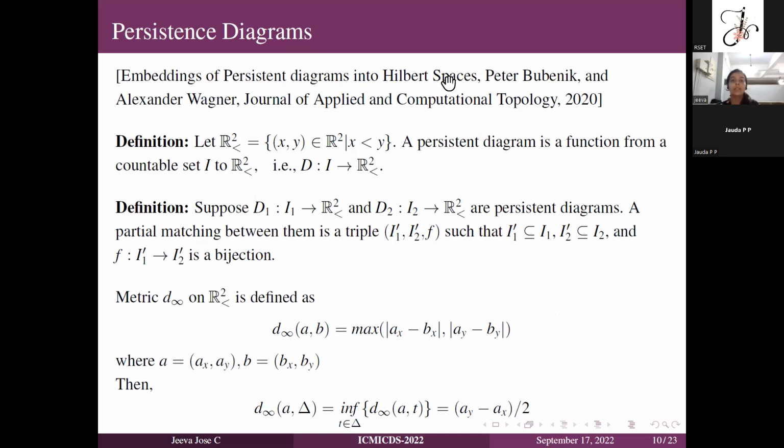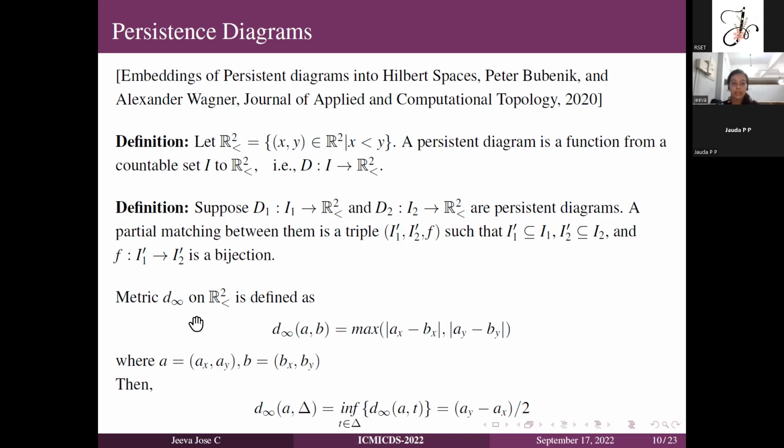For further statistical studies, persistence diagrams are represented in different ways. In this paper, a persistence diagram is defined as a function from a countable set I to this particular set, that is, the set of all points in R2 above the diagonal line. If we have two persistence diagrams D1 and D2, we can define a partial matching between these diagrams. It is defined as a bijection f from I1' to I2', where I1' is a subset of I1 and I2' is a subset of I2.